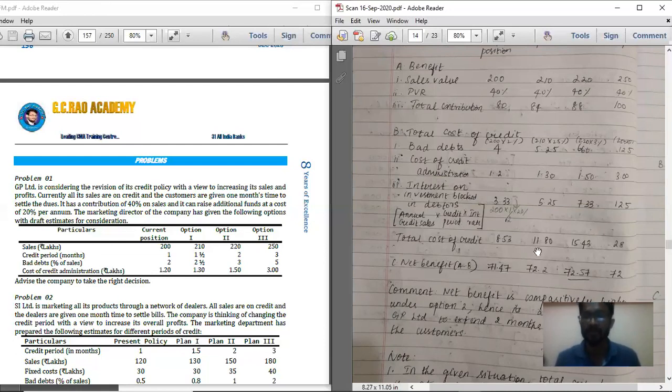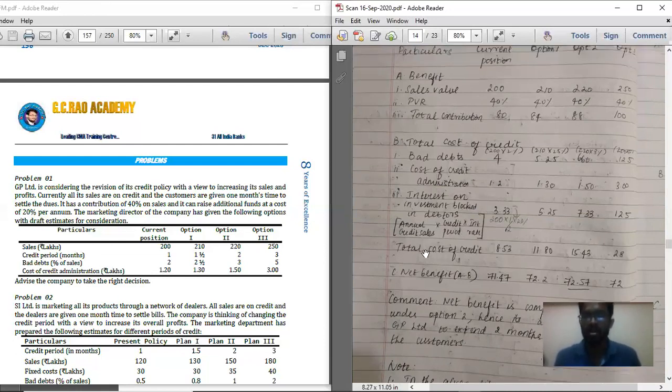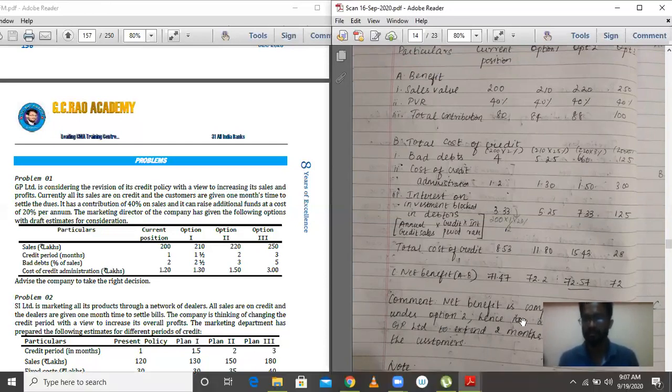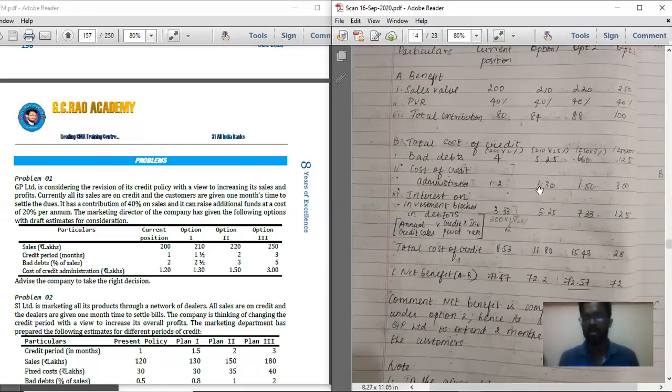Total all the three things. Below that put total cost of credit. In respect of the current question, total it: 4 plus 1.2 plus 3.33. Put 8.53. Then option 1, 5.25 plus 1.3 plus 5.25. Put 11.80 lakhs. Under option 2, 6.6 plus 1.5 plus 7.33, you will get 15.43.